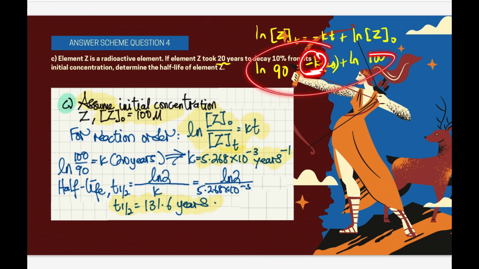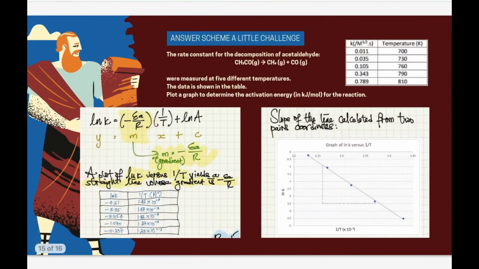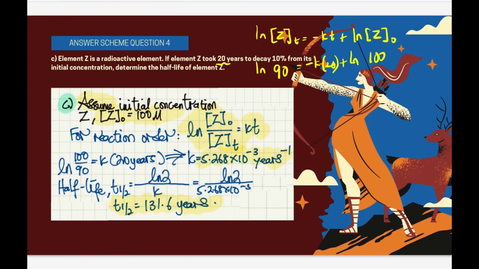Kenapa kena cari K? Sebab dia suruh cari half-life. Formula half-life untuk first order, half-life sama dengan ln 2 over K. Alright, so remember, jawapan boleh dalam tahun, boleh dalam month, days, up to you. Depends on the question lah, tidak semestinya dalam second. Alright, okay, and that's it for part 1, guys.